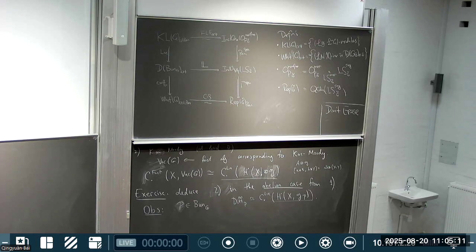So units. I guess as everybody learns in their first year algebra class, algebras are supposed to have units for all sorts of reasons. And so factorization algebras don't come with units. What is a unital factorization algebra?